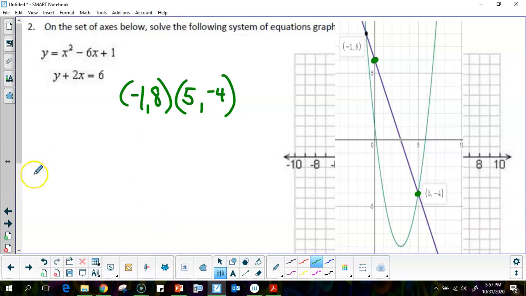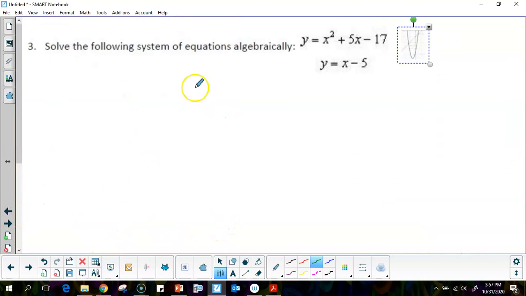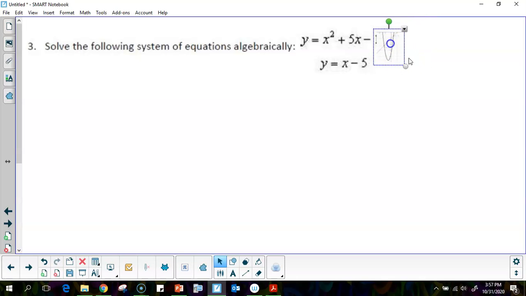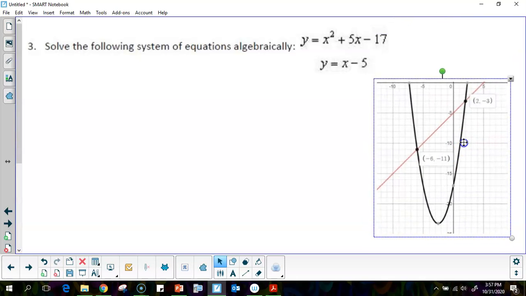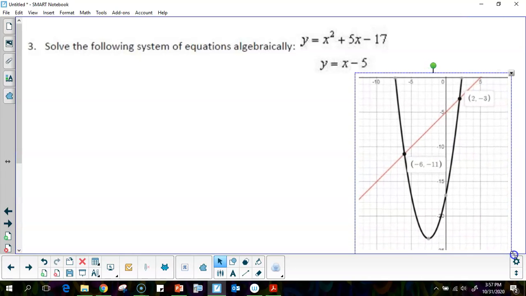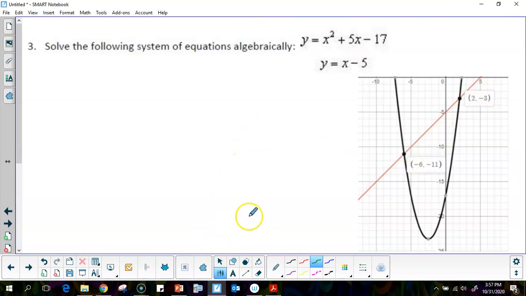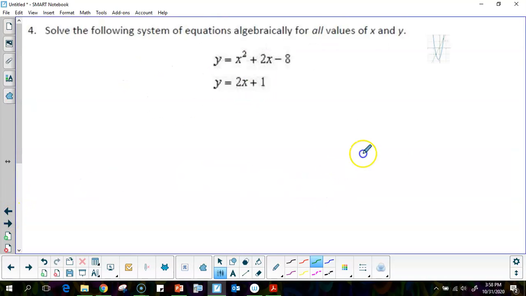2 points of intersection. The next one says solve the following systems algebraically. We are not going to do that. Like I said, we're going to do all of these graphically because it's easier, and we have Desmos at our disposal. 2 solutions. If it asks you how many solutions, there's 2. Again, the 1 and 0, the 0 is not quite as rare as the 1, but you rarely see a tangent line here. Let's see, what are they? (-6, -11) and (2, -3).